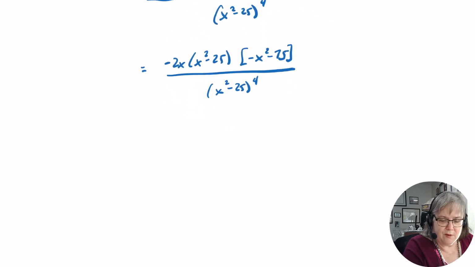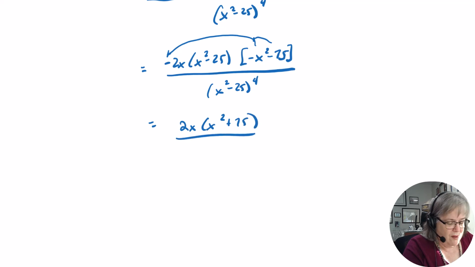And see how there's an x squared minus 25 on the top and the bottom? And I could pull this negative out from here and run it in the front and have 2x times x squared plus 75 over x squared minus 25 cubed. And this is my second derivative.